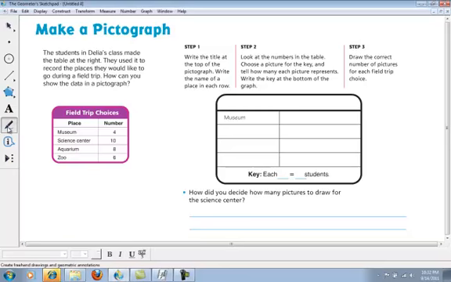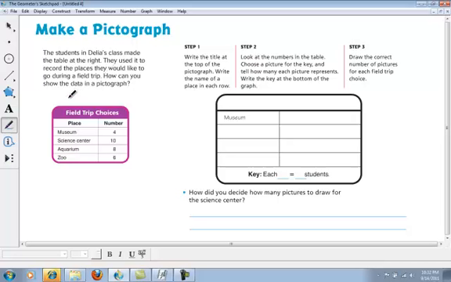In this lesson, we're going to learn how to make a pictograph. Let's look at our question. The students in Delia's class made the table at the right. They used it to record the places they would like to go during a field trip. How can you show the data in a pictograph?